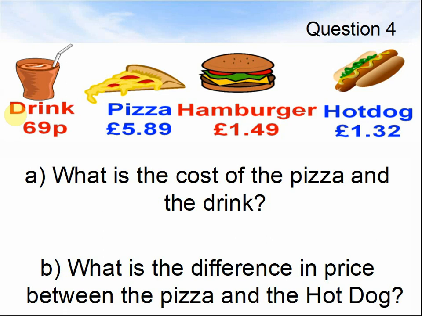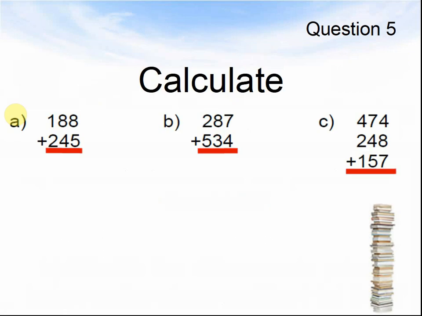Here comes question 5. Question 5. A. 188 plus 245 equals what? B. 287 plus 534 equals what? And C. 474 plus 248 plus 157 equals what? Pause the video until you are ready for question 6. Here comes question 6.